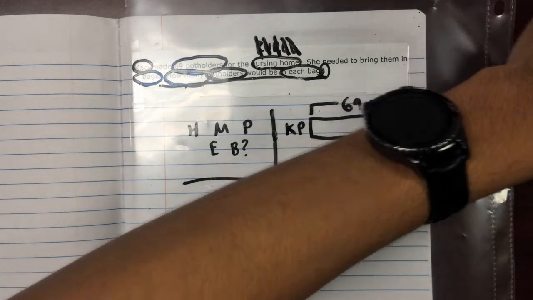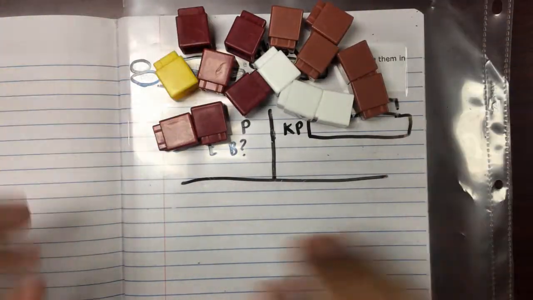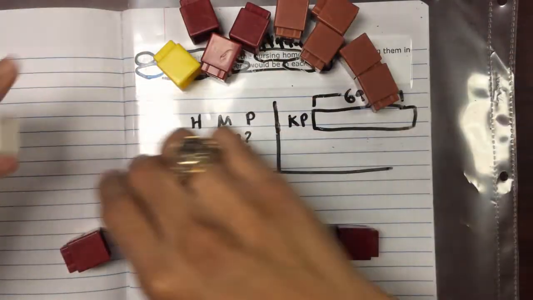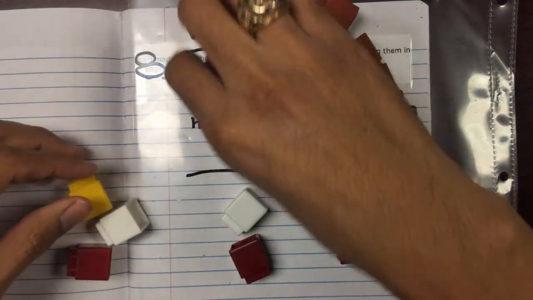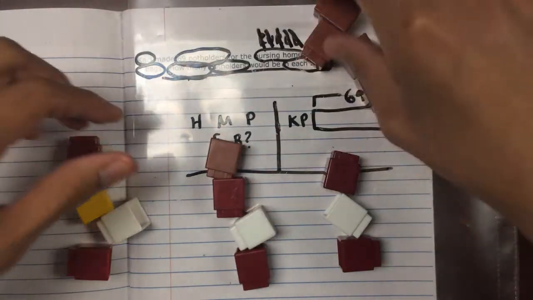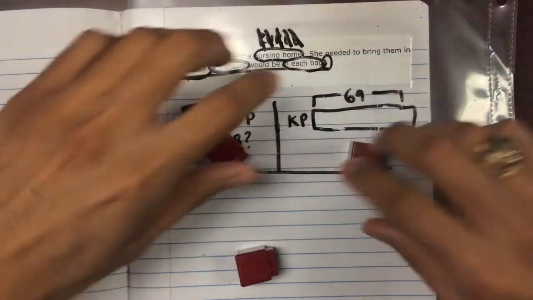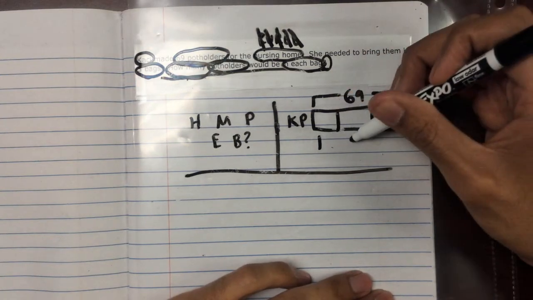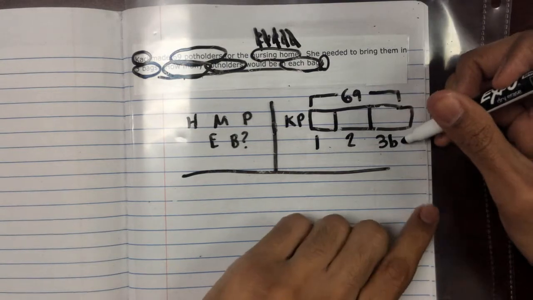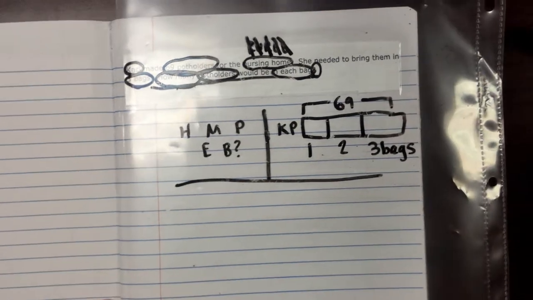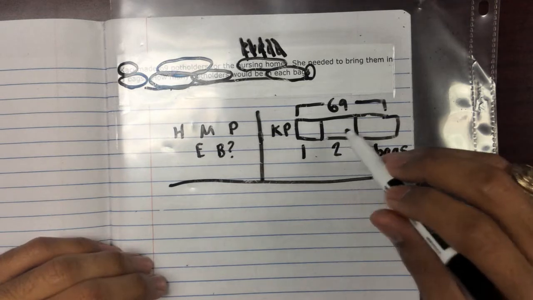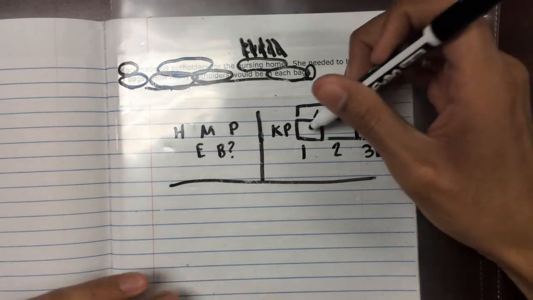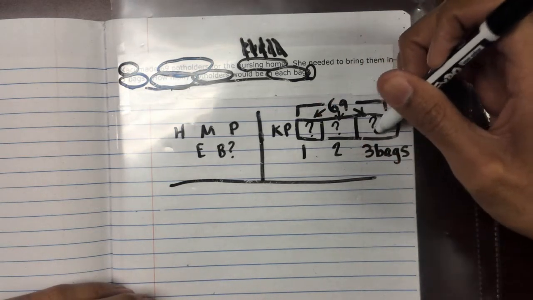So if she has all of these potholders, and she only has 3 bags, then she's going to need to share out those potholders into those 3 bags like this. So what I need to do is make 3 groups in my strip diagram. One bag, 2 bag, 3 bags. What I don't know is how many potholders are going to go in each. I do know that the 69 has to be shared into the bags, but right now I don't know the number in each, so I'm going to put a question mark in there.